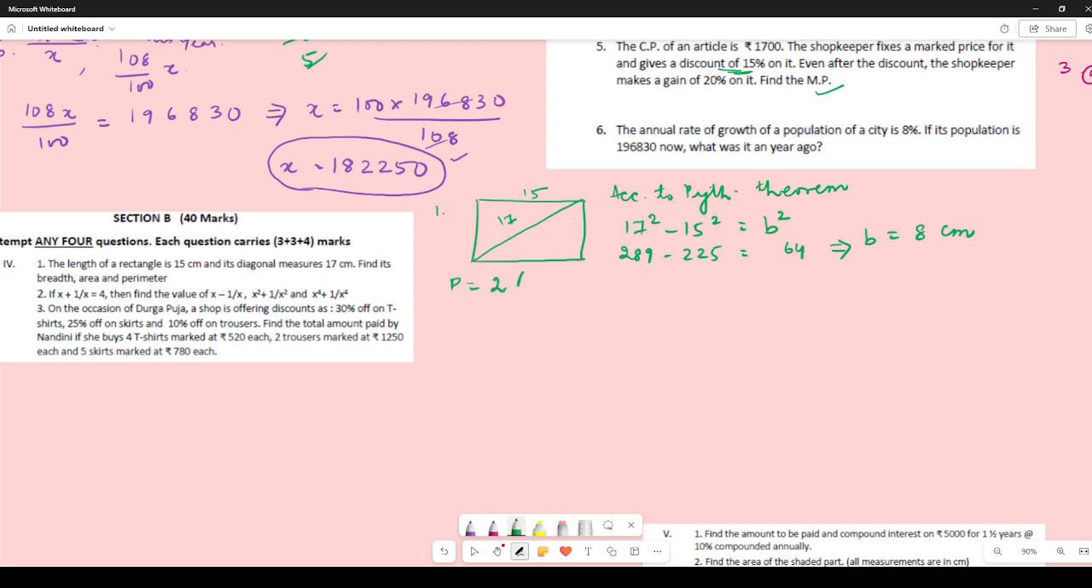Perimeter is equal to twice length plus breadth, that is equal to twice into 23, that is equal to 46 centimeters, right? Now area will be equal to what? 15 into 8, that is equal to 120 square centimeters. So you find out this, you get 1 mark, you find out this, you get 2 marks, you find out this, you get 3 marks. Alright, now let us move on to the next question.